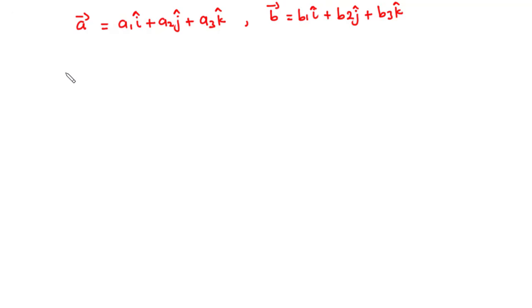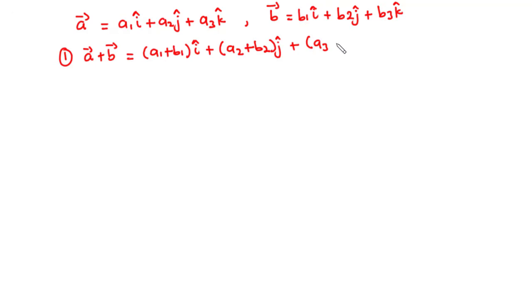Then the sum of the two vectors A and B is given by vector A plus vector B, and that is equal to, basically we are going to add the corresponding components. So we have (A1 plus B1) i cap plus (A2 plus B2) j cap plus (A3 plus B3) k cap.